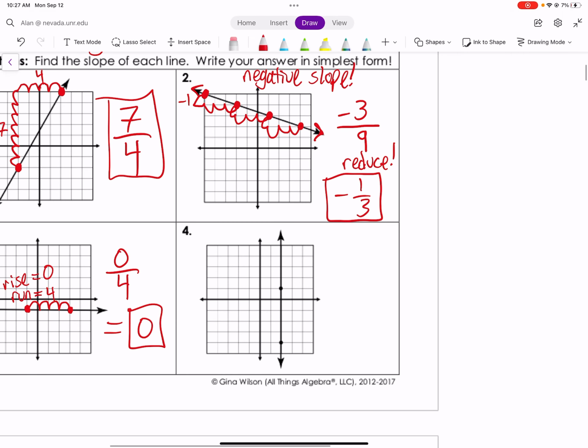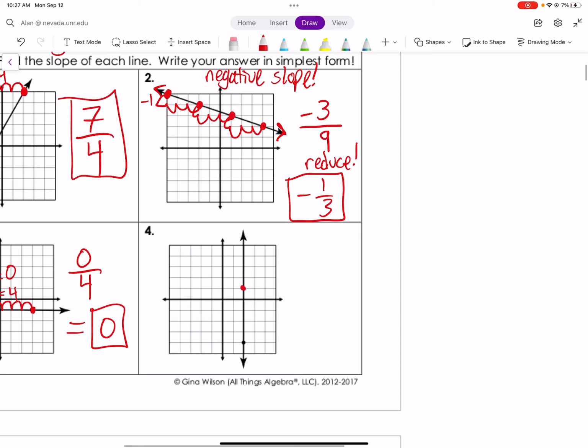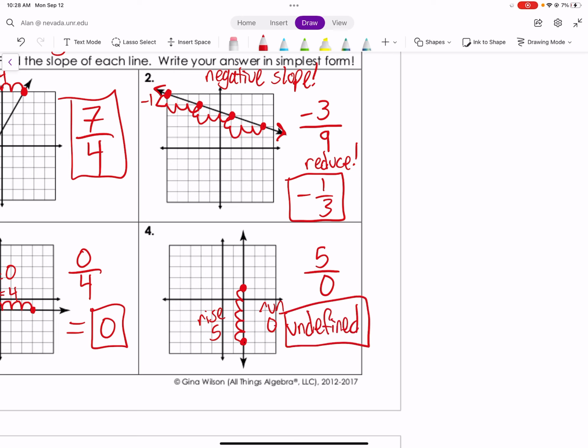Okay, number 4. Again, we have a vertical line. Here are our 2 dots that we're going to count our rise and our run. So if I start at the bottom dot, I rise 1, 2, 3, 4, 5. I rise 5, but do I run left or right any? No, we run 0. So we still put that into a fraction. We rise 5, we run 0. So 5 divided by 0. What happens when we try to divide by 0 in our calculator? It gives us an error. This is why we say any vertical line, the slope is undefined.